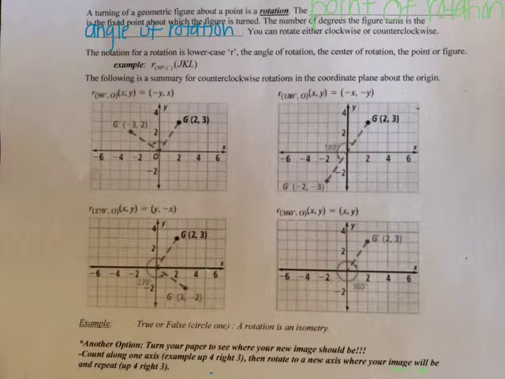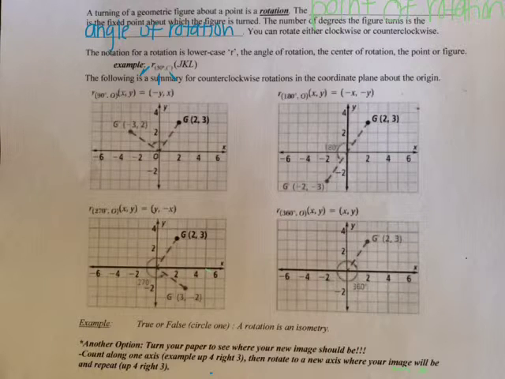So you look at this example. We have a lowercase r here. We have the angle of rotation, and then it's what it's being rotated about, and then the figure that you're rotating. If we look at these diagrams below, it's just a summary for clockwise rotations and counterclockwise rotations, which just means the opposite way of a clock.